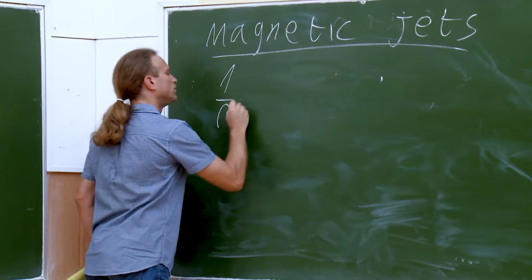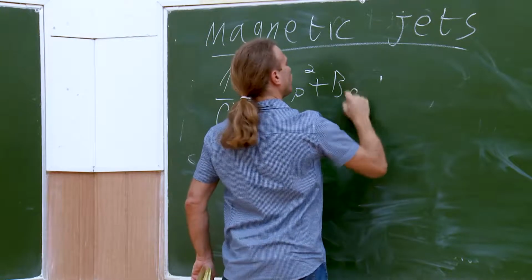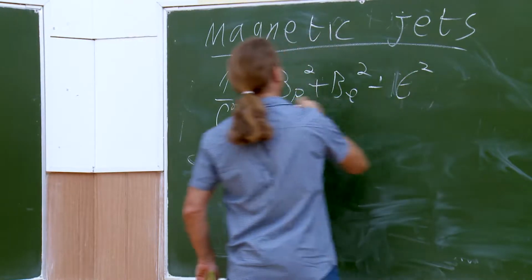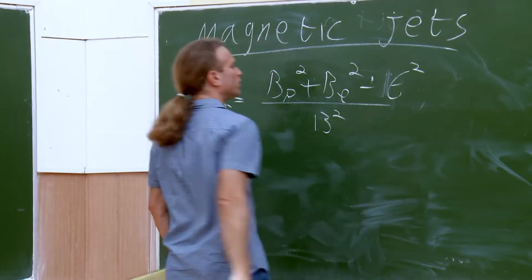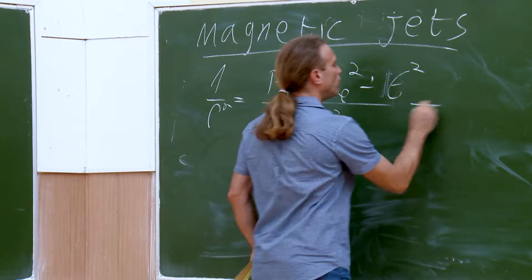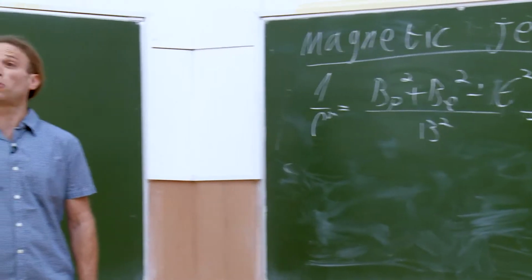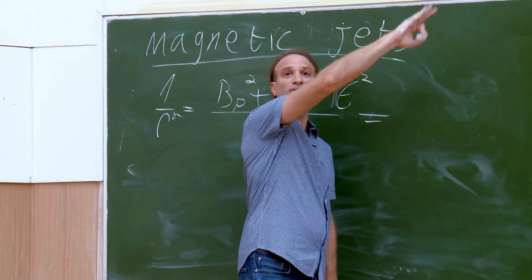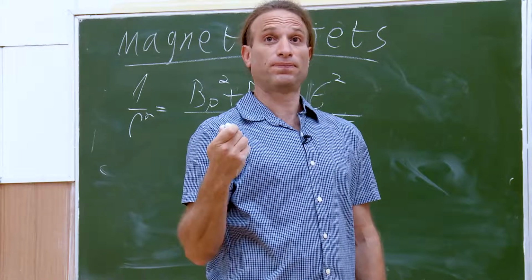Okay? So 1 over gamma square is equal to Bp square plus B phi square minus E square, divided by B square. Now I want to write these quantities in terms of rest frame quantities. Everything is moving outwards, everything is flowing out, and it starts to accelerate. I want to write the quantity within the rest frame.